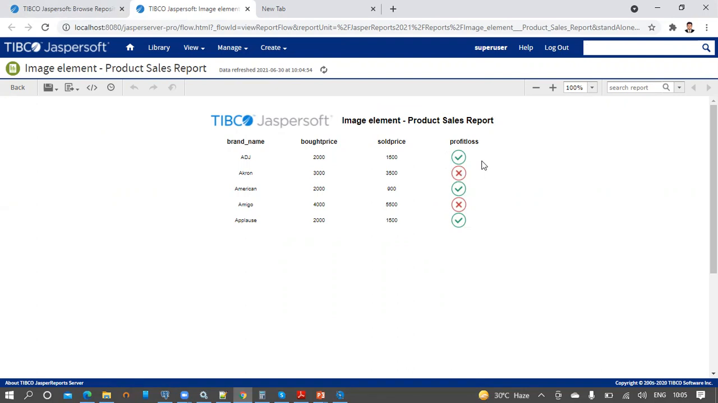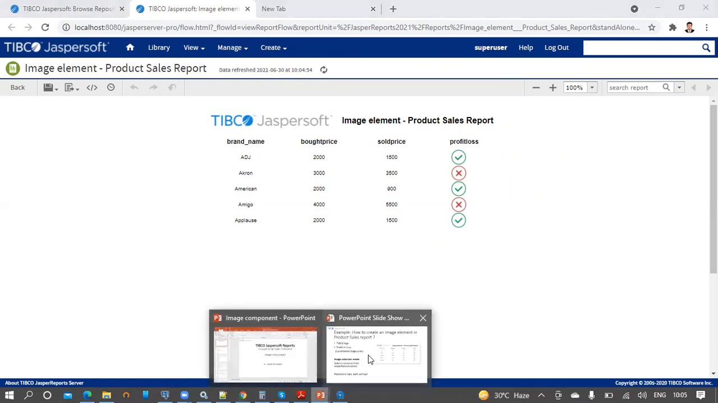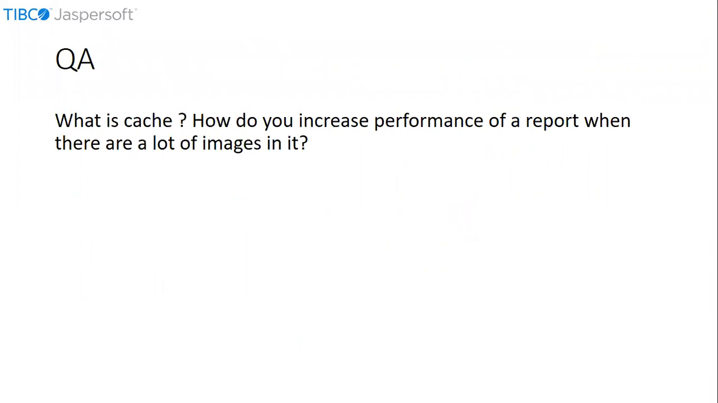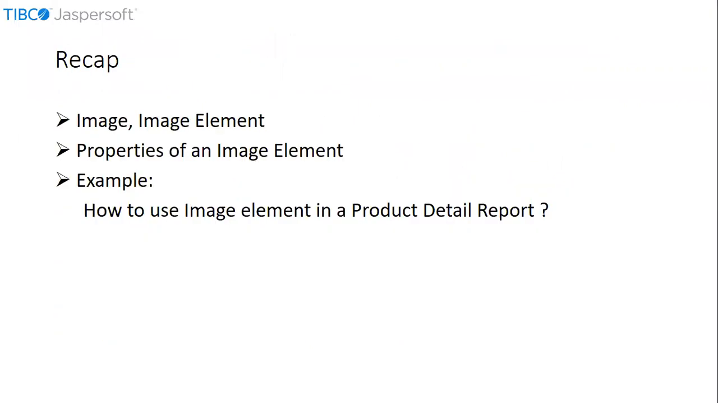So this brings us to the end of the session on how we can use image element in the Jasper reports. So before we wrap up, let's do a quick recap of what we saw in this video. So firstly, we have seen what is an image and what is an image element in the studio. Then we walked through the properties of the image element, and finally we have seen how we can use image element in a product detail report.